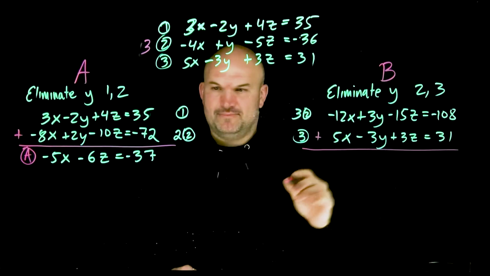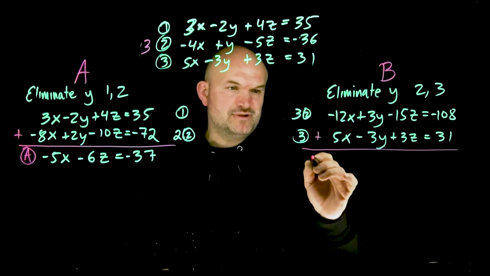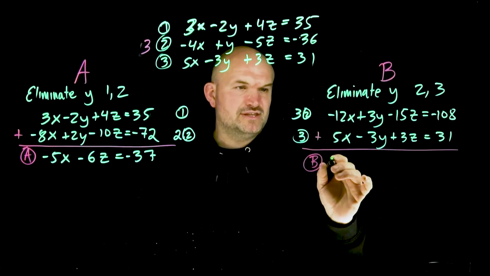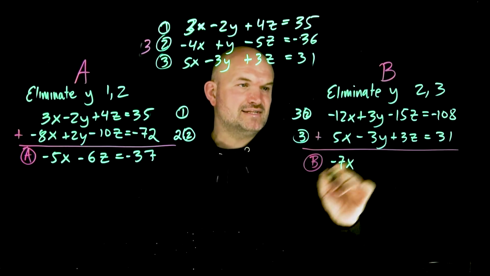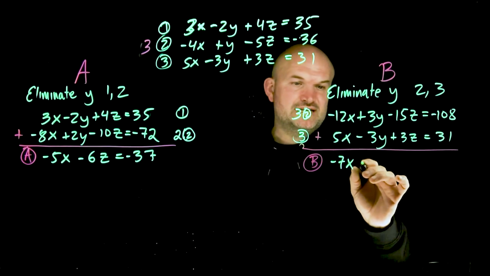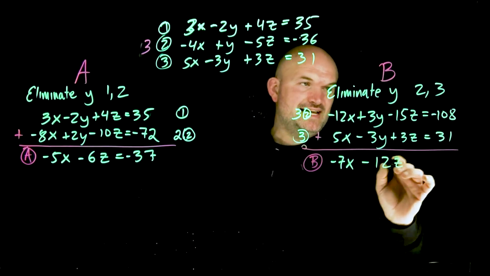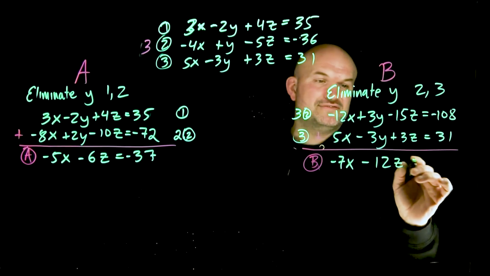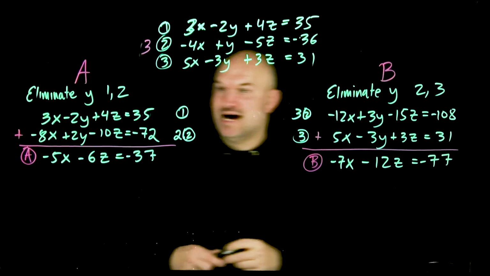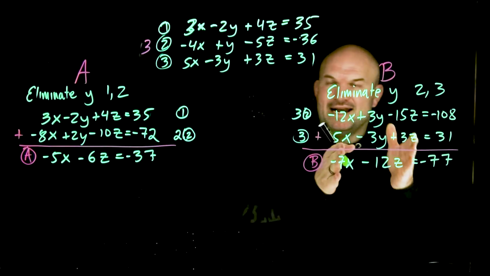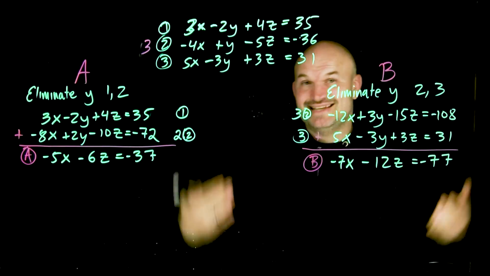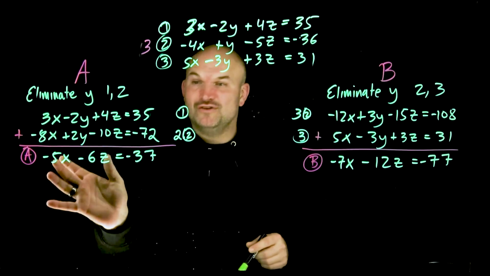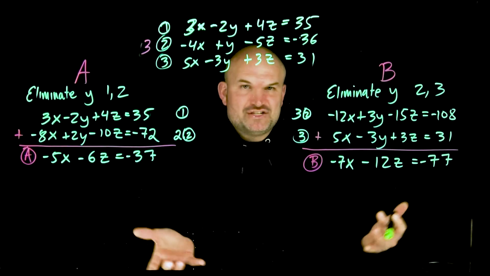So add them all up here. This will give me B. Add them all up. This will give me a negative 7x, the y's go to 0, and this is going to give me a negative 12z, and that's going to be negative 77. OK, so now I have an equation with just x and z's, and I have another equation with just x and z's. Now I can go ahead and solve for x and z, right? It's a system of equations with two variables.